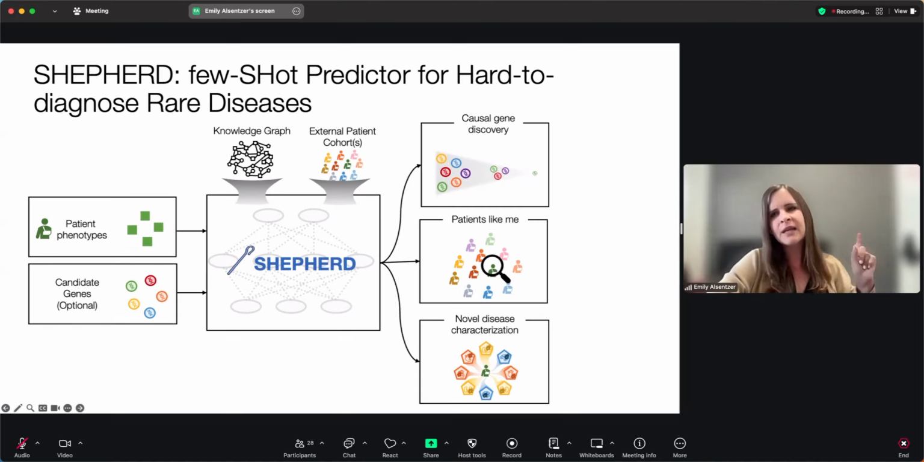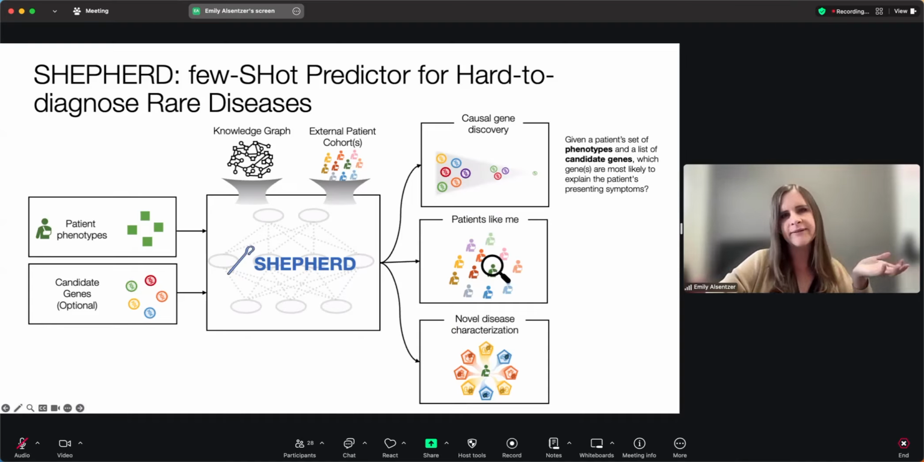So concretely, Shepherd will take in as input a patient's set of phenotypes or symptoms. These are typically encoded as human phenotype ontology terms. It will also take in an optional list of candidate genes and then leverage that external rare disease knowledge graph and external patient cohorts to perform multifaceted rare disease diagnosis. So it can perform causal gene discovery, retrieving patients like me with the same causal gene or disease, and provide interpretable characterizations of novel disease presentations as well.